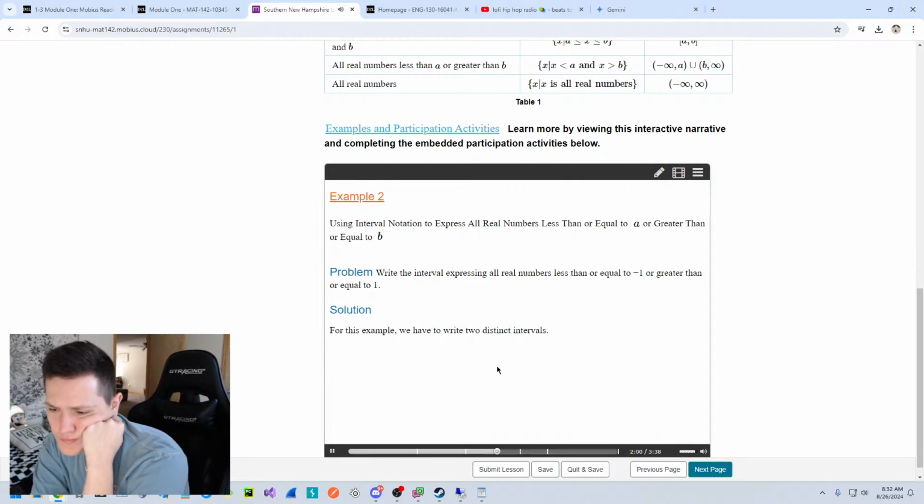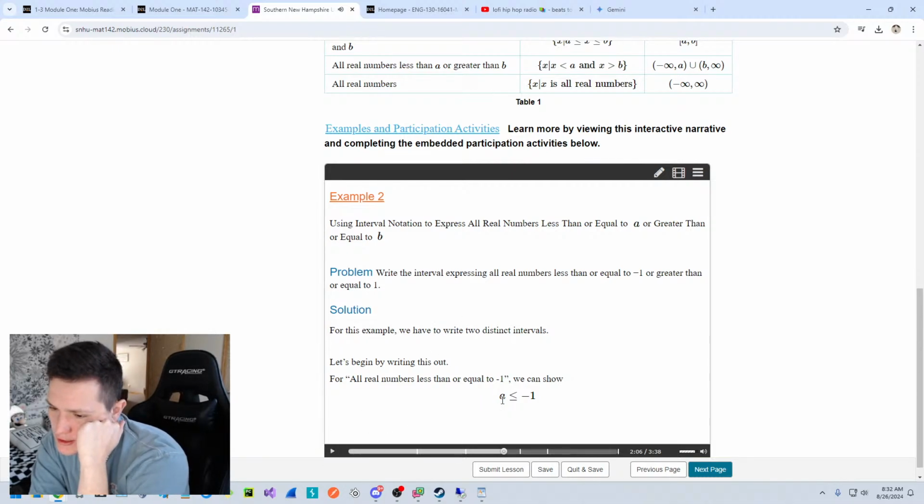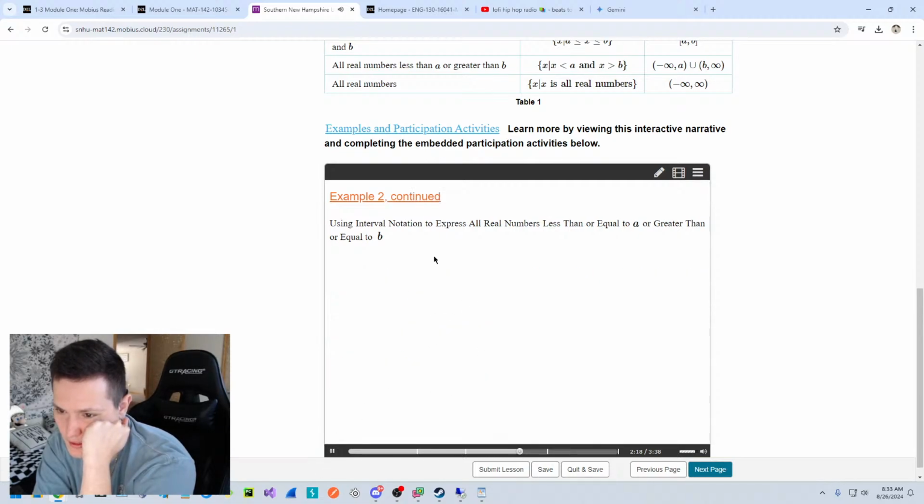We have to write two distinct intervals. Let's begin by writing this out. For all real numbers less than or equal to negative 1, if it's less than or equal to, it's a bracket. We can show A is less than or equal to negative 1. So it'd be negative 1, I think.